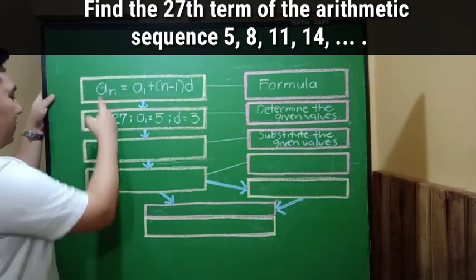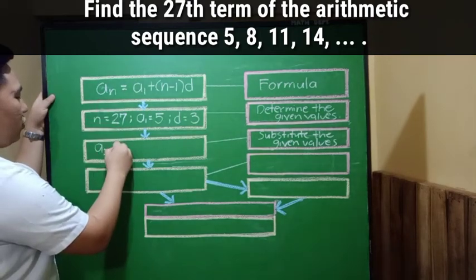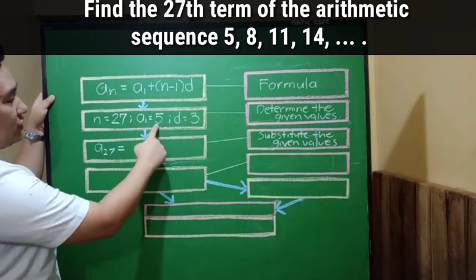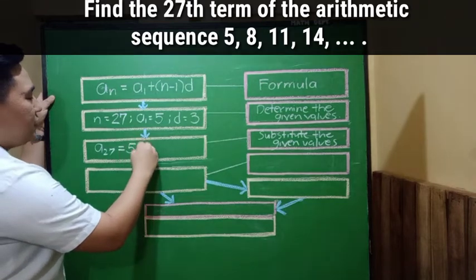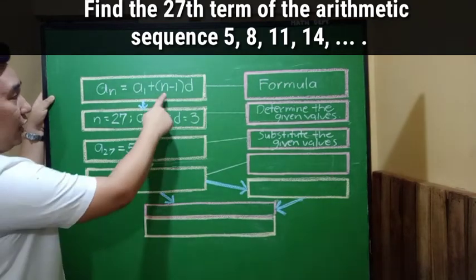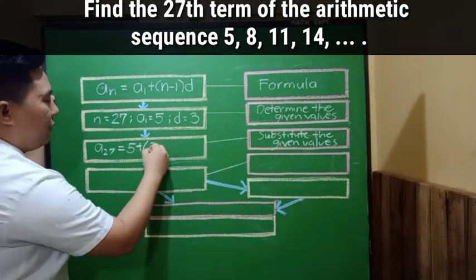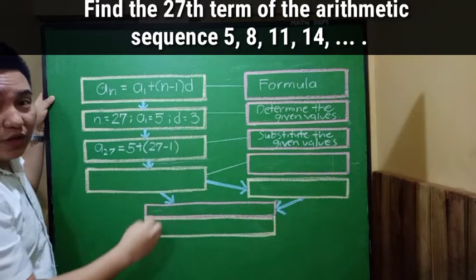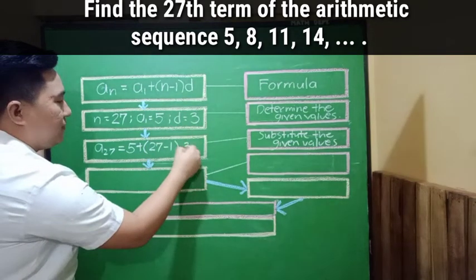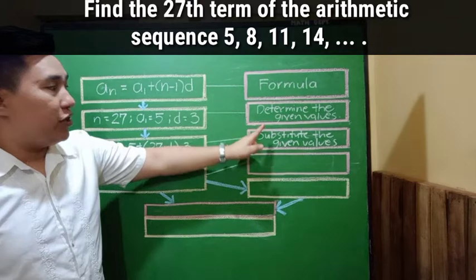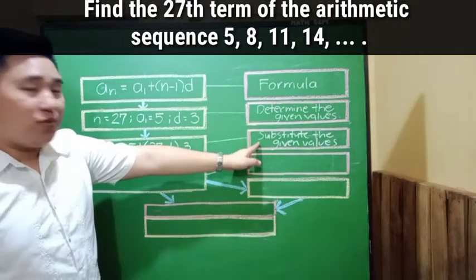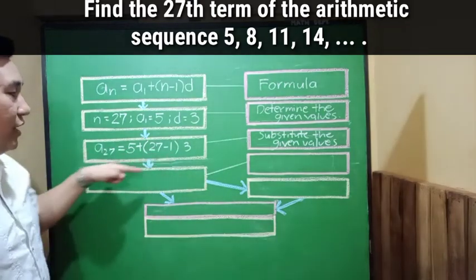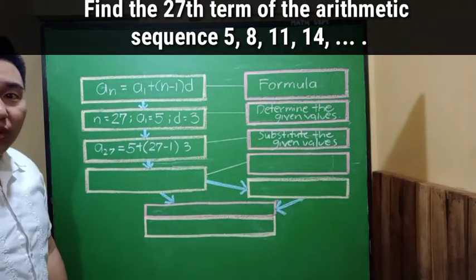So we will replace our given values in the formula. So a sub n will be a sub 27 equals, our a sub 1 is 5, plus the quantity of n minus 1, our n again is 27 minus 1, and then the d, the common difference, which is 3. Okay, so formula, determine the given values, we substitute the given values. The next step, we evaluate this equation by using order of operations.